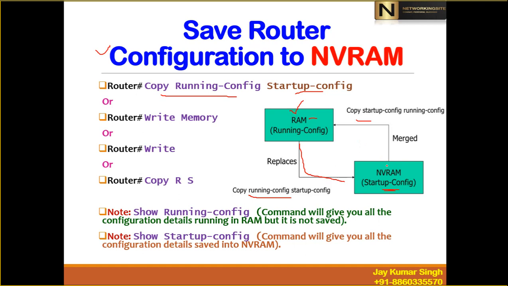So you can run this command also, this also, this also. Similar commands. Yes, but Cisco recommends this one, the first one. So running config will show you the RAM information, startup will show you the NVRAM information. The shortcut people use this one, but Cisco recommends this one in the exam. In real life you can use it, no problem.